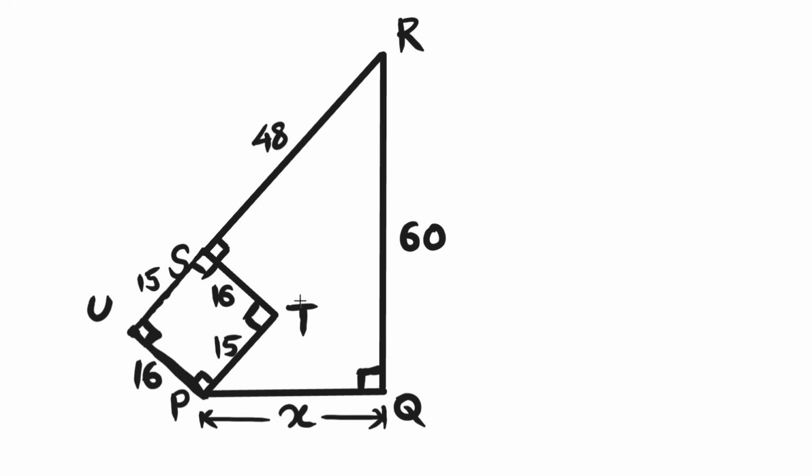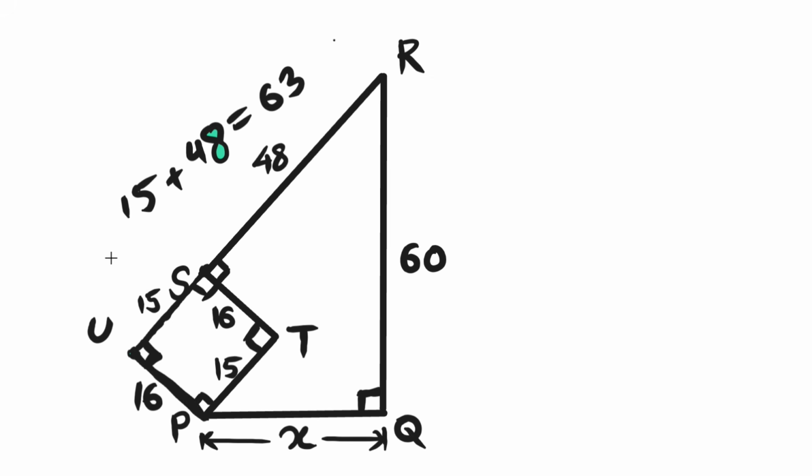Now here's a really elegant part of this construction. Once we've built this rectangle, points U, S, and R all end up lying on the exact same straight line. They're collinear. And the reason that matters is that it lets us just add lengths together like we're stacking blocks. So the full length from U to R becomes US plus SR. That's 15 plus 48. And if you add those together, you get 63. So UR equals 63 units. Hold on to that number. It's going to be really important very soon.